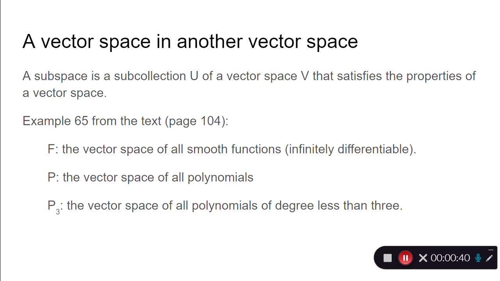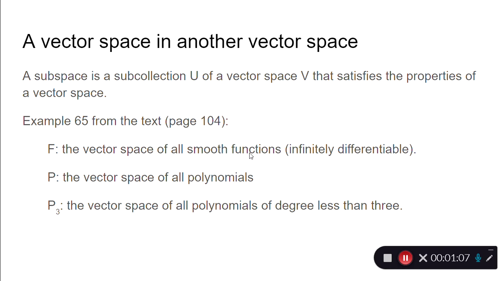So, some examples from the text. F, the vector space of all smooth functions. So remember, a vector space has 8 properties, and maybe even more than that, depending. But we start off by assuming the collection is closed under addition and scalar multiplication. So the collection of all smooth functions is a vector space.